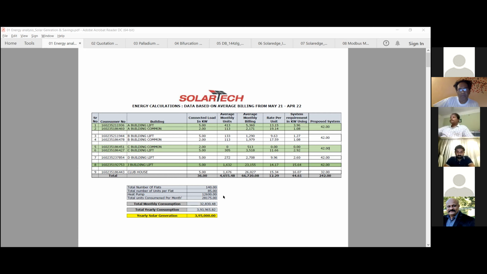So considering all this, your consumption will be around 32,000 units on a monthly basis, and for the total year it is like 3.9 megawatt hours, whereas we can generate almost 3.95 megawatts on your terrace.